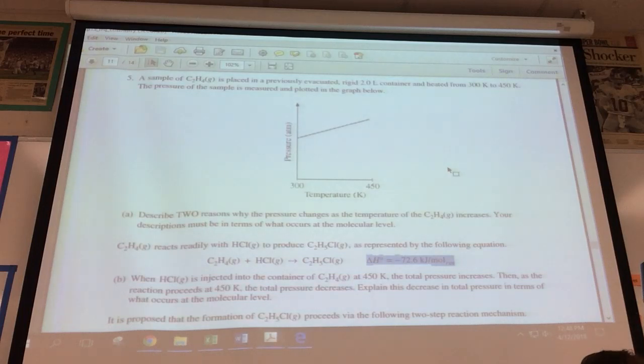And we'll work through these answers. A and B done? Not quite?